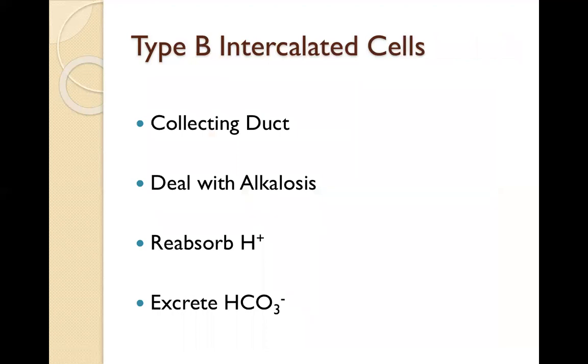Type B intercalated cells. So if there's a type A intercalated cell, there's got to be a type B intercalated cell. The way I remember type B intercalated cells is that they deal with a disturbance with base, or alkaline disorders. So A is acid, B is base. Type B intercalated cells deal with base problems. Again, they are located in the collecting duct, and they deal with alkalosis. And they do the opposite. They reabsorb hydrogen ions and they excrete bicarbonate ions so that you can replace those hydrogen ions and bring the pH back down to normal.